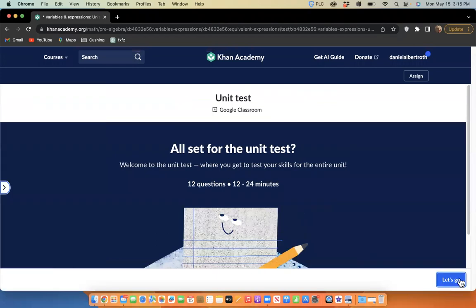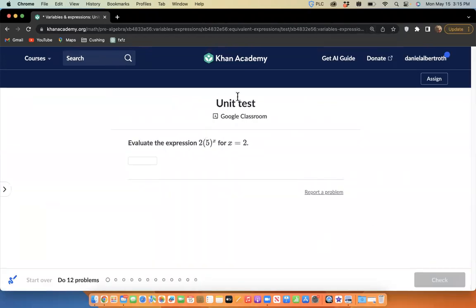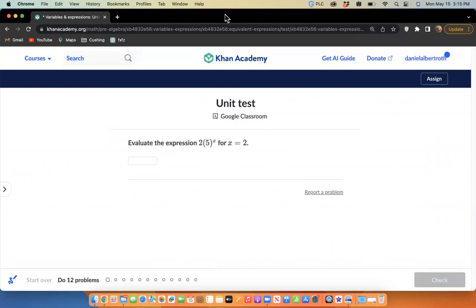All right, so we got 12 questions, 12 to 24 minutes. Alrighty. So this one says, evaluate the expression 2 times 5 to the x for x equals 2. So x is 2, and we have 2 times 5 to the x power. So with order of operations, it's my PEMDAS, so my exponents are kind of coming early in this process. Thus, parentheses, exponents, multiply and divide left to right, add and subtract left to right.